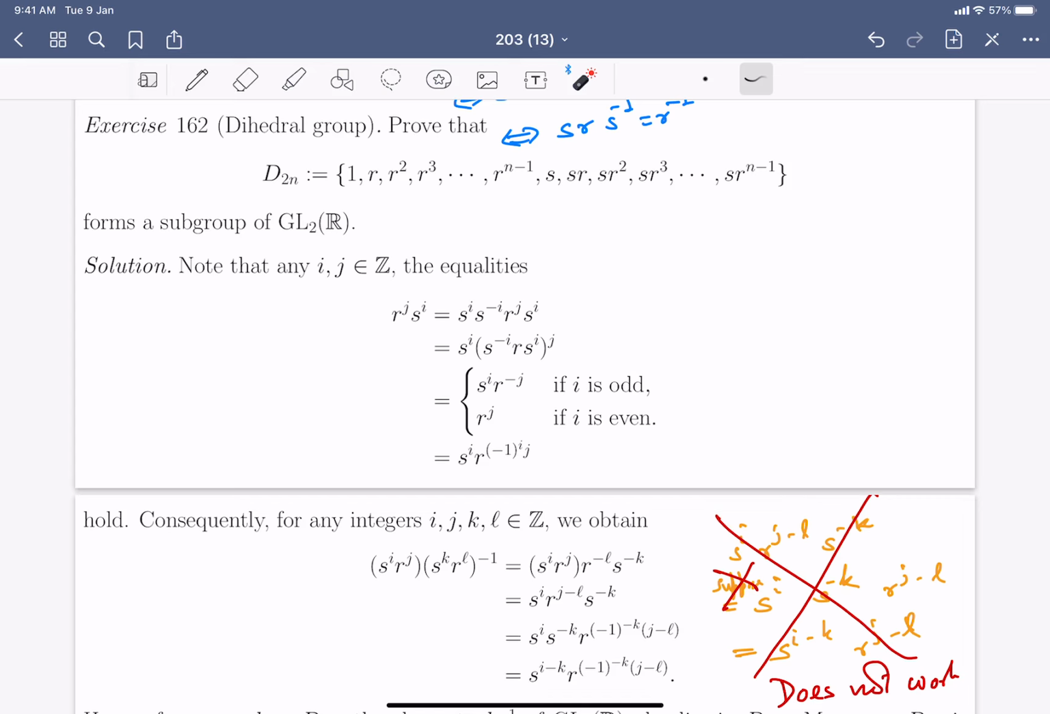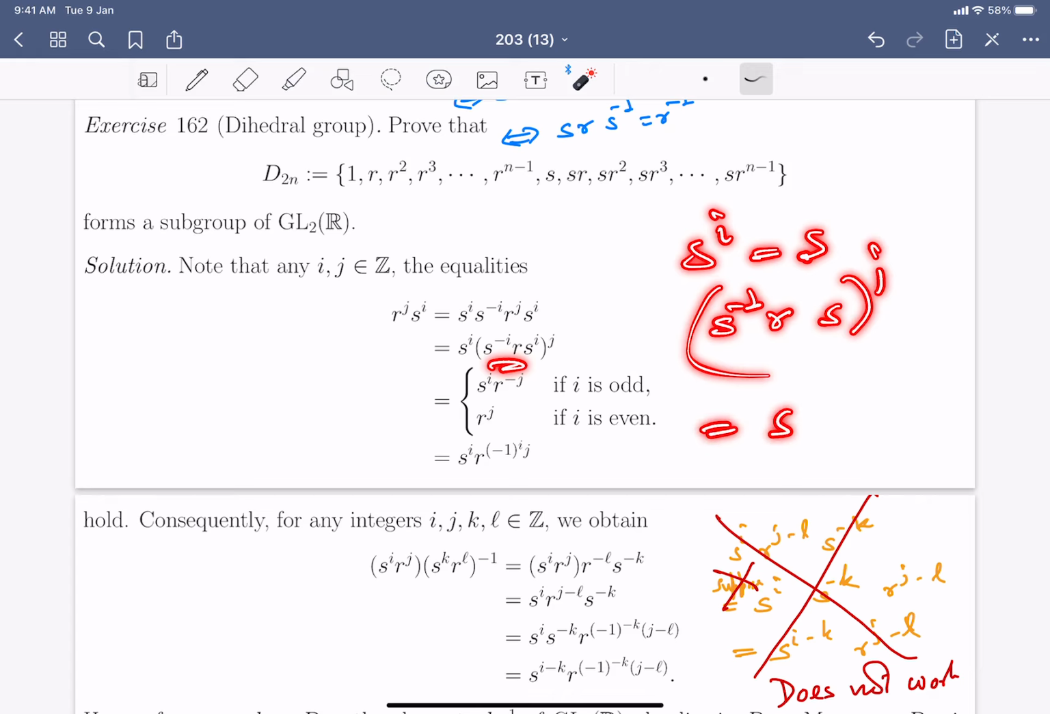If I is odd, then S power I is just equal to S. So here what you have is S raised to minus 1, and then R, and then S, whole raised to J. Which, with practically no change at all, you know is S inverse whole raised to J, and you know that S inverse is the same as R inverse. So then you are done, because this becomes R inverse raised to J, which is R power minus J, right?